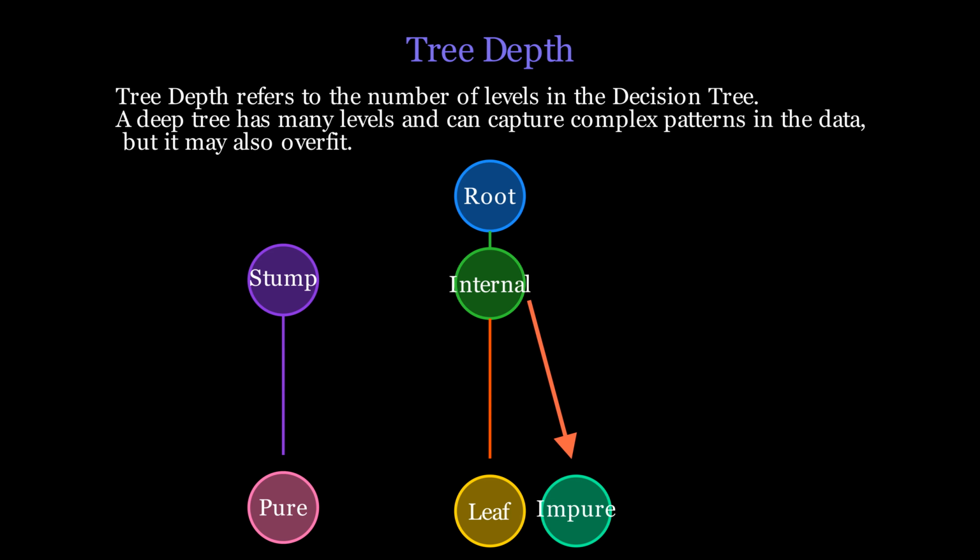Tree depth. Tree depth refers to the number of levels in the decision tree. A deep tree has many levels and can capture complex patterns in the data, but it may also overfit.